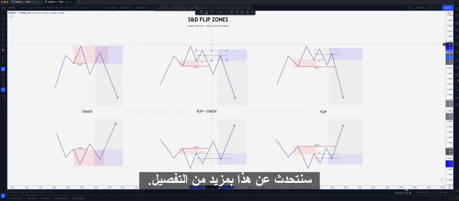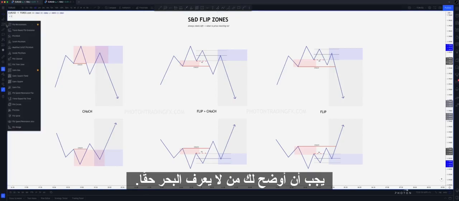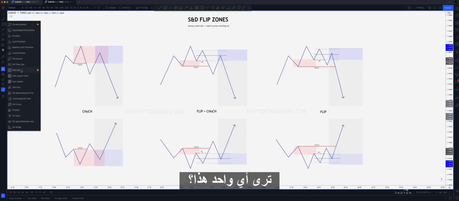We'll talk about this in a lot more detail, but essentially it's just using this fib tool here. I'll show you where it's drawn actually now. Let's see which one it is that I use. I believe it would be one of the favorited ones, so it's not in here.